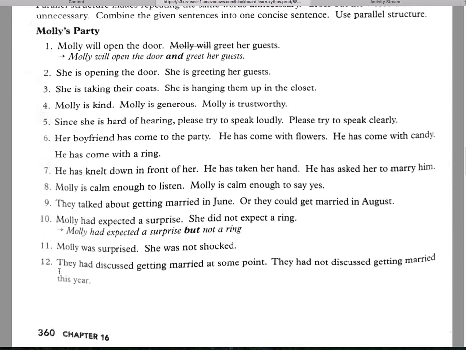And number 12. They had discussed getting married at some point. They had not discussed getting married this year. So you say, they had discussed getting married at some point, but not this year. So again, they had discussed getting married at some point, but not this year. So you would eliminate "they had" and then "getting married."